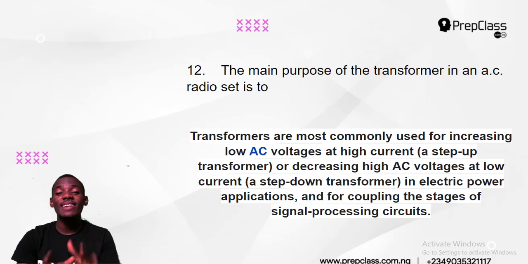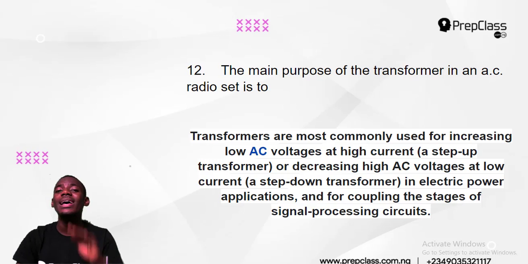Now, when electricity comes to your home, it comes from the mains, from the transmission system outside, and that transmission system is sent from NEPA or the PHCN, the Power Holding Company of Nigeria, at high voltage and low current. But when it comes to your home, it has to be changed into high current and low voltage. And that's what a transformer does.